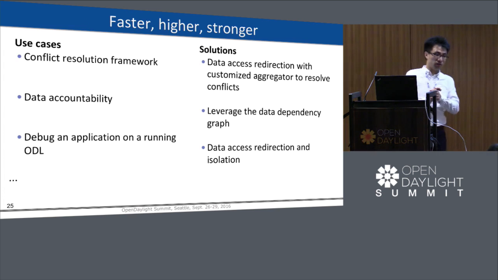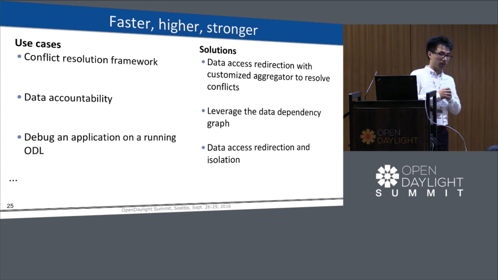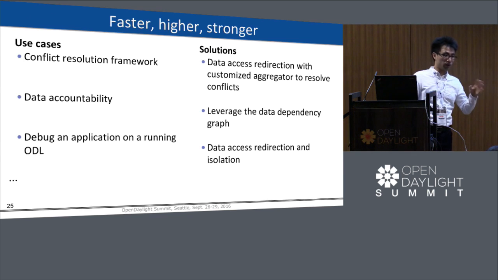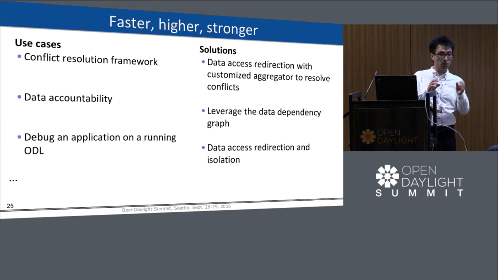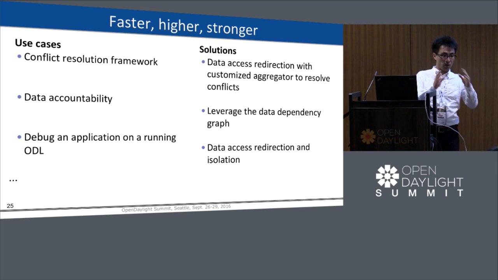So here's a picture of what we plan to do in the future works. Basically, we have three targets. First is that we want to use our framework to resolve some of the conflicts. For example, in OpenDaylight, we have only one topology, which is named OpenFlow1. And all the applications can access this data model and write flow rules to this data model. And all these applications don't know about each other, so it can cause some kind of conflicts.